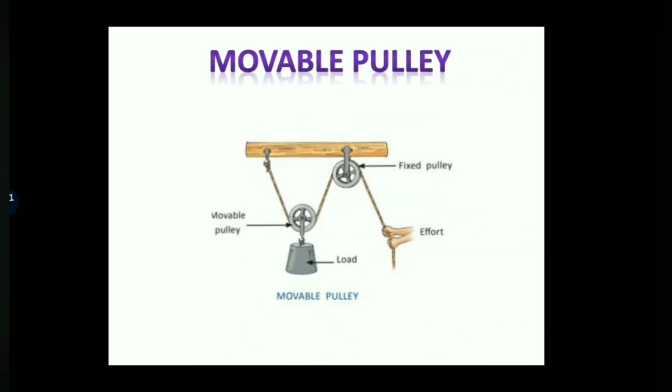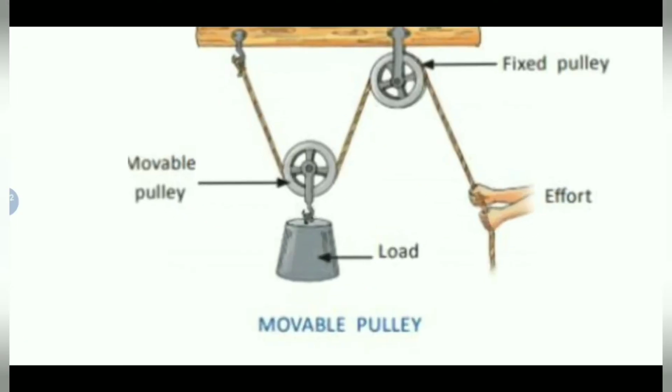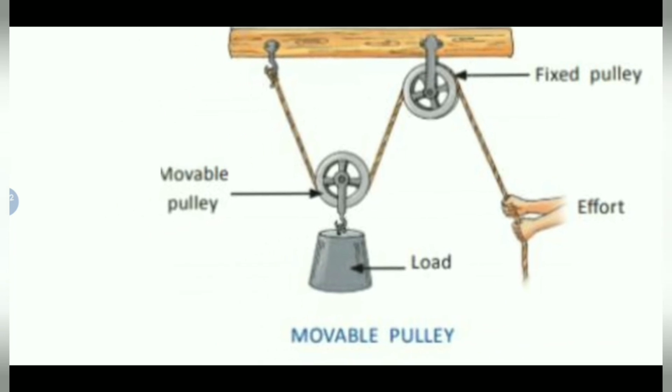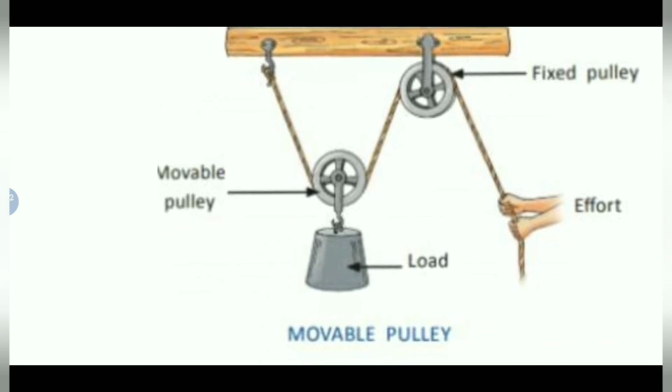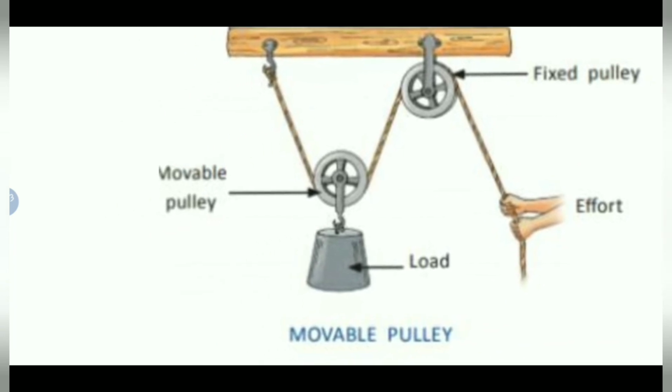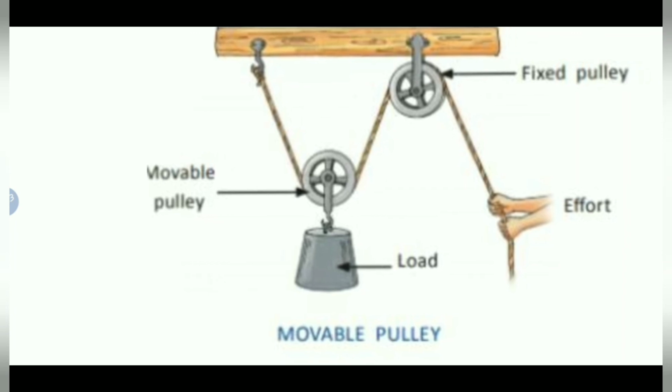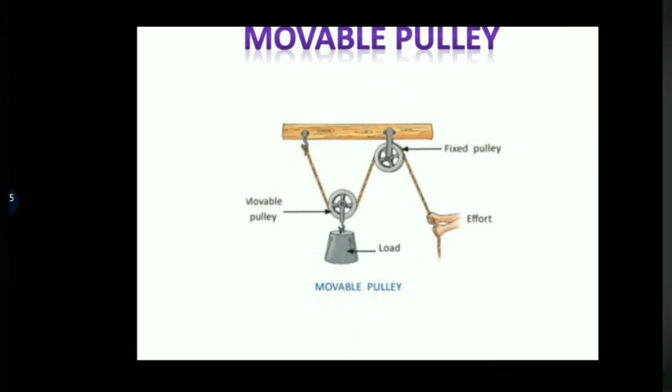But in the case of a movable pulley, just have a look. A fixed pulley is attached to this, but a movable pulley is used in combination with a fixed one. It is used to lift heavy loads. So you can observe this picture. Here the load is attached with the movable pulley and the fixed pulley is attached to the axle, and effort is done by the man. So this is about machines.